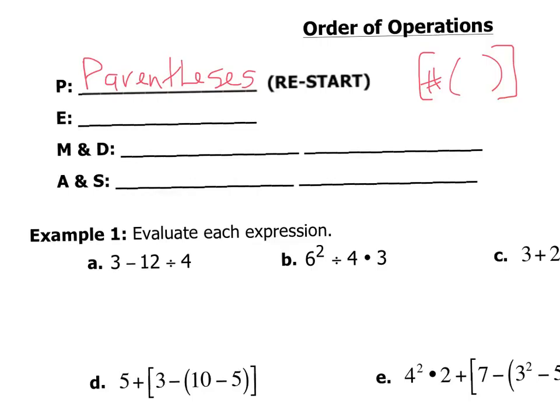Because I have some kids that will find the brackets, go inside, and then just do left to right. Okay, you go inside the parentheses, restart. Okay, then what's my E? Exponent's good.